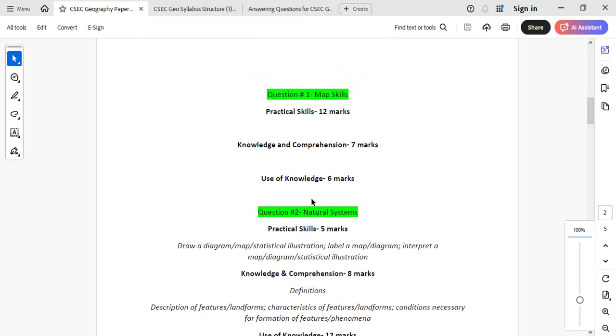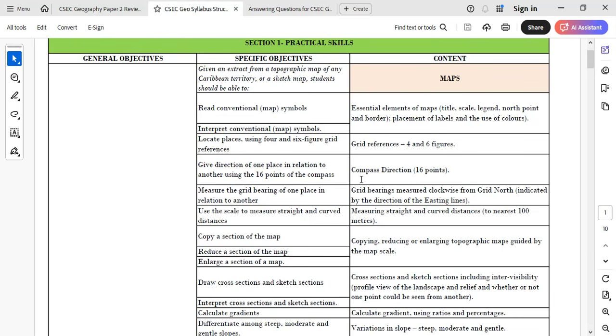So the first question is going to be a map skills question. 12 marks of the 25 marks are going to be based on practical skills. To remind you, on practical skills you are going to be tested on grid referencing, particularly 6-figure, but they could still ask questions on the 4-figure. Remember, the eastings are the vertical lines and the northings are the horizontal lines. Remember, there is no space in between the digits. They're all written figure by figure next to each other.